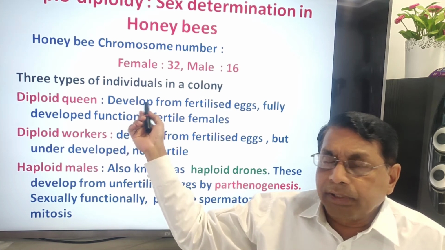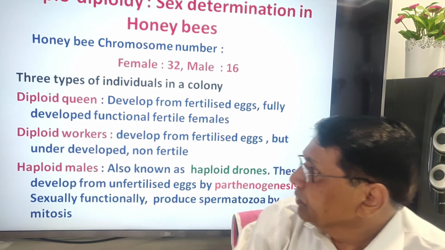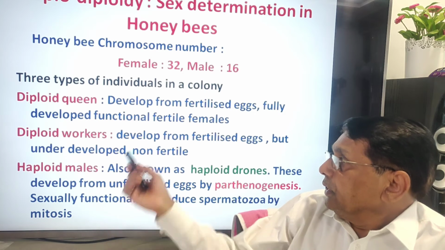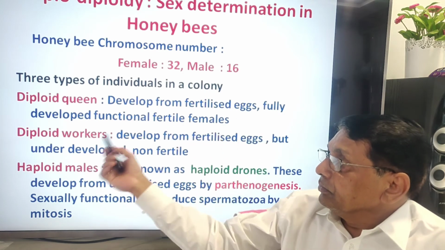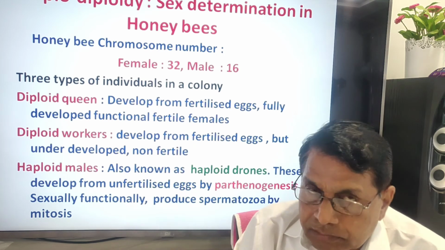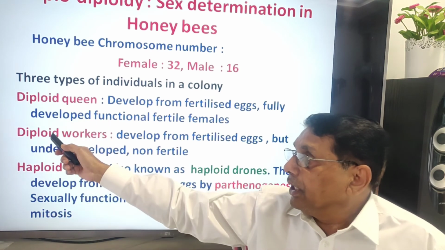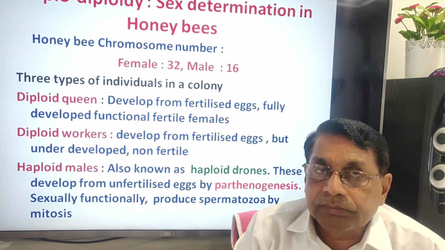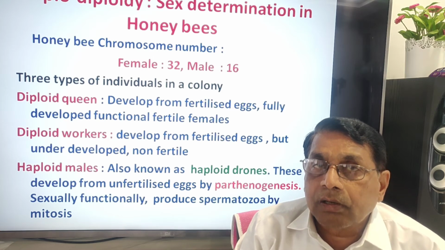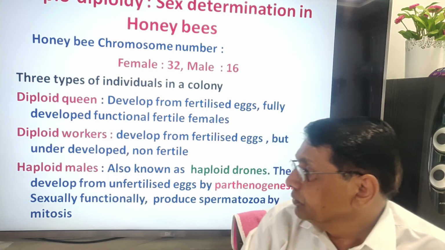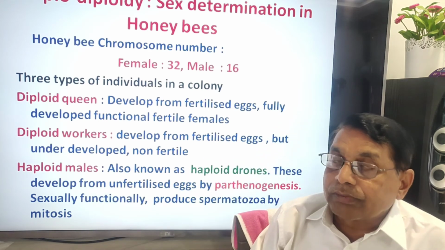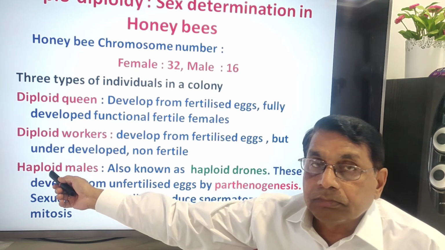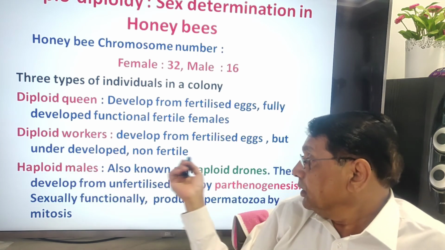Well developed. Diploid. Diploid workers develop from the fertilized eggs, underdeveloped, non-fertile. Just like a queen, they are also diploid, 32, but underdeveloped, undernourished. So therefore they are non-fertile. They work as the workers. Then haploid males, also known as haploid drones, they are haploid. Males are haploid. They are fertile.